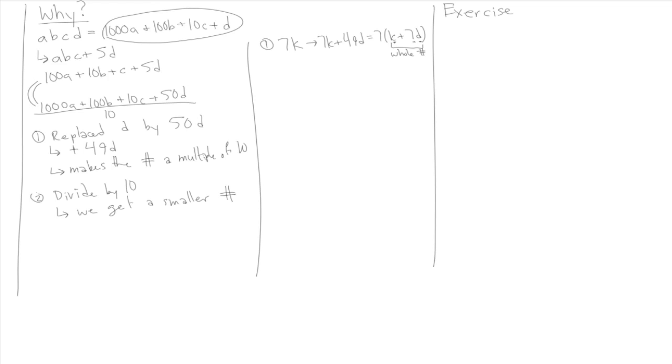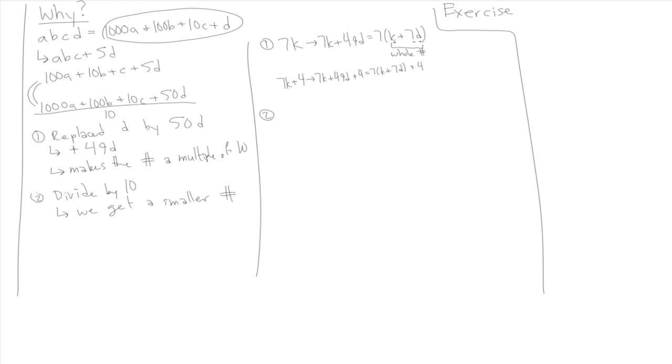If we started with a number that was not divisible by 7, like if it had a remainder of 4, this would turn into 7k plus 49d plus 4. So when we tried to factor out a 7, we still have this plus 4 at the end as the remainder, and this new number is not suddenly divisible by 7.